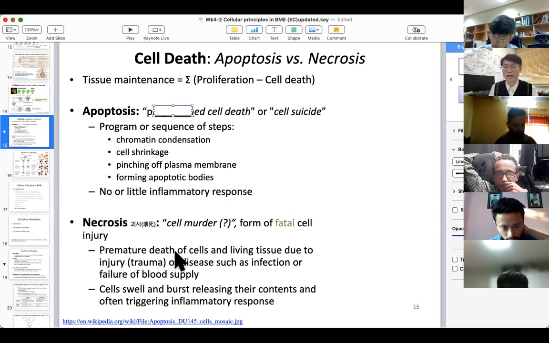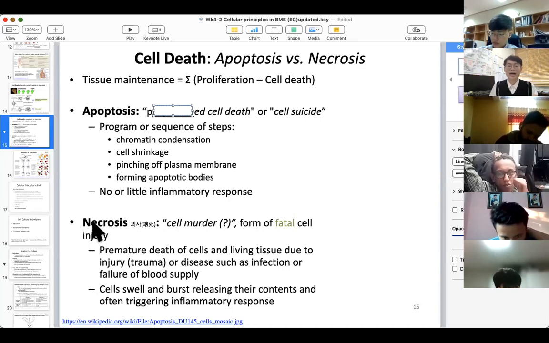It's a premature death of cells and living tissue due to injuries such as trauma, or even disease such as infection or even stroke, okay? Blockage of a blood vessel gives an ischemia, so the downstream tissue starts to die, and that causes necrosis. In necrosis, the cells swell and burst, releasing their contents, which often triggers an inflammatory response.